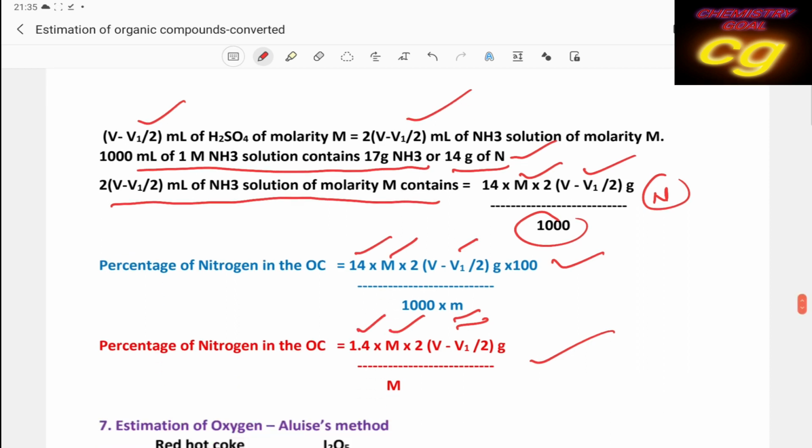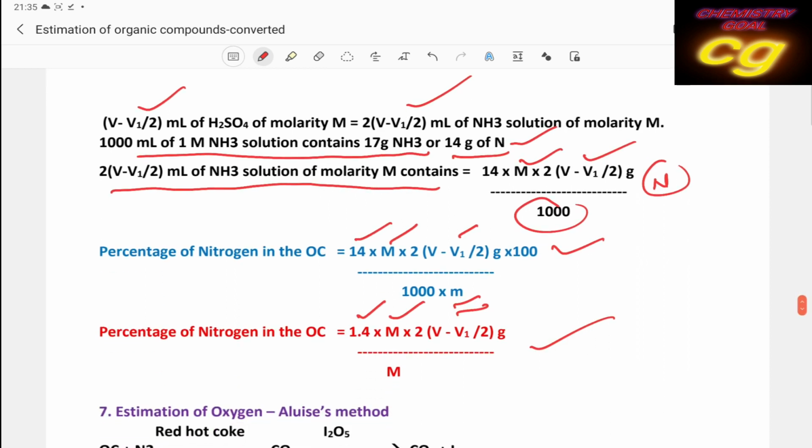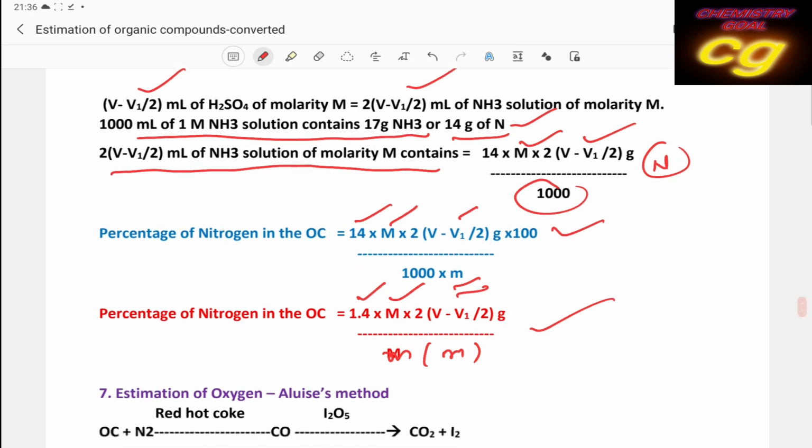And in this formula, this is the small m. Small m is the mass of organic compound, and capital M is the molarity. So this is about the calculation of the percentage of nitrogen present in an organic compound by the Kjeldahl method.